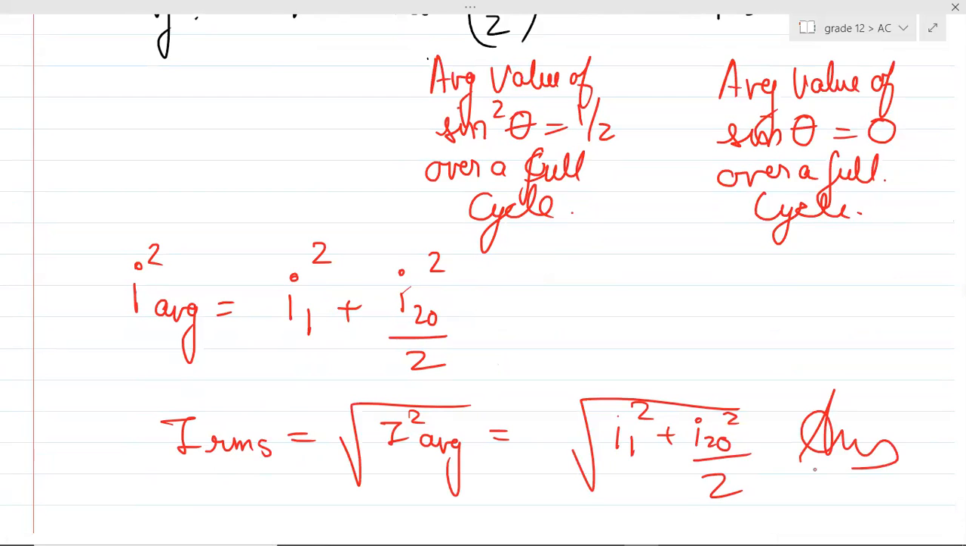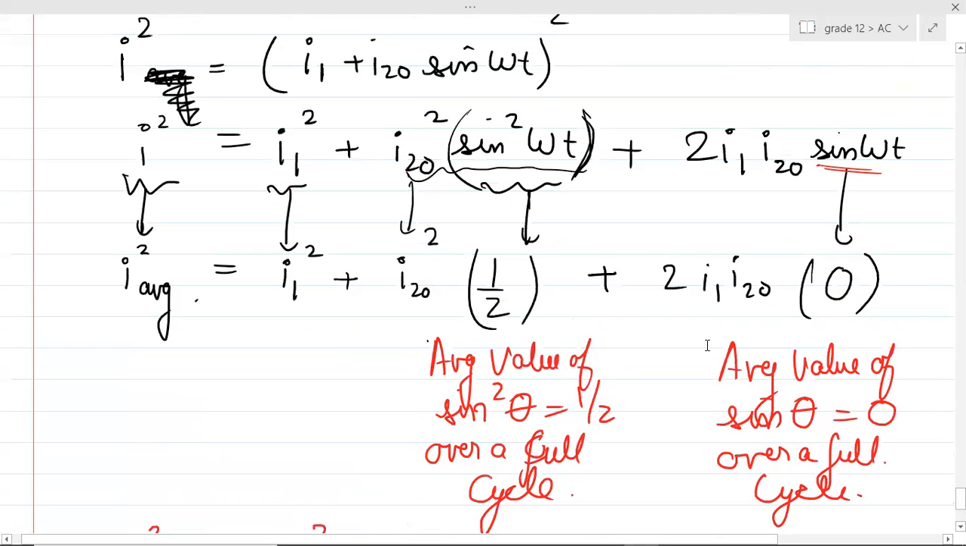Okay, sir. But please remember, this result is only for sine theta, sine square theta, and cos square theta also, okay? Please remember this thing. The average value of cos square is also 1 by 2 only, and cos omega t over a full cycle will again become 0. Is this clear, guys?